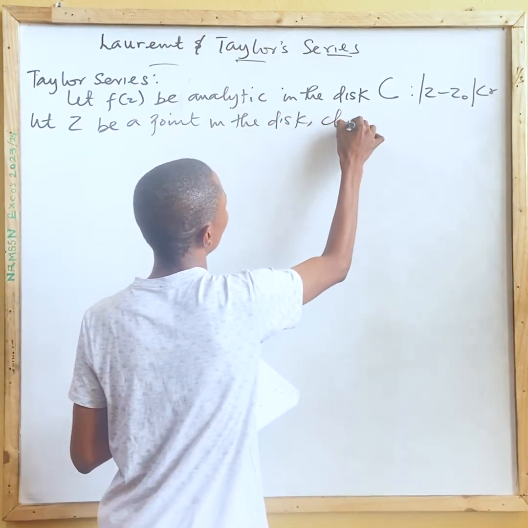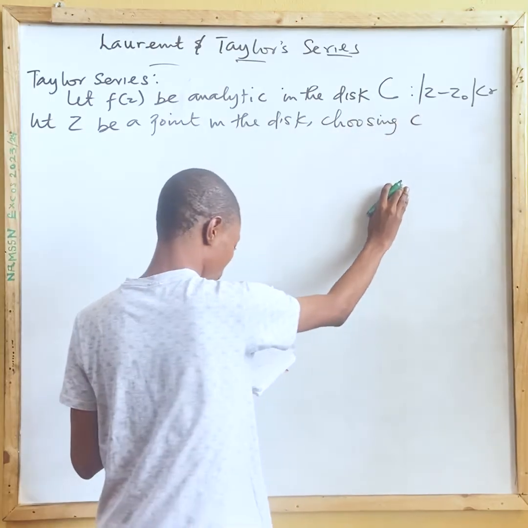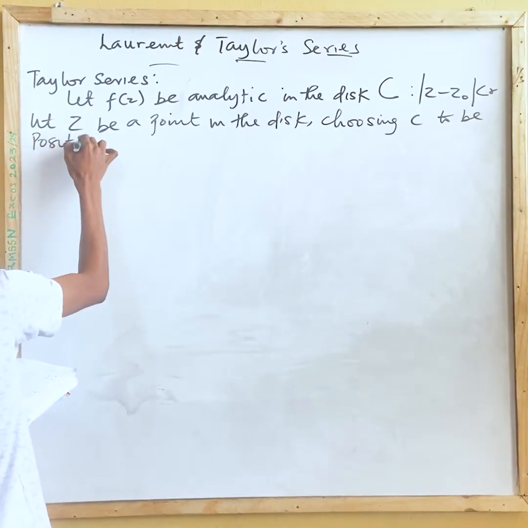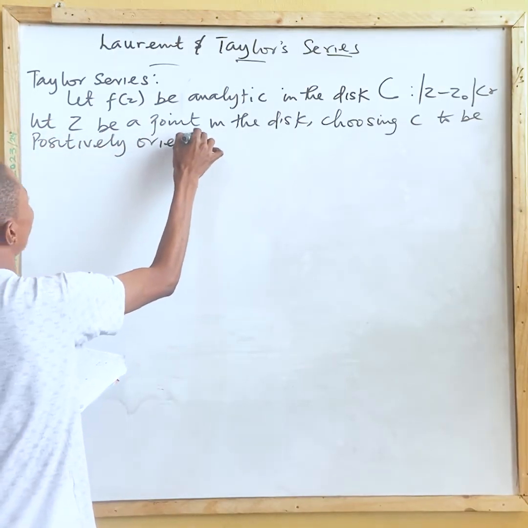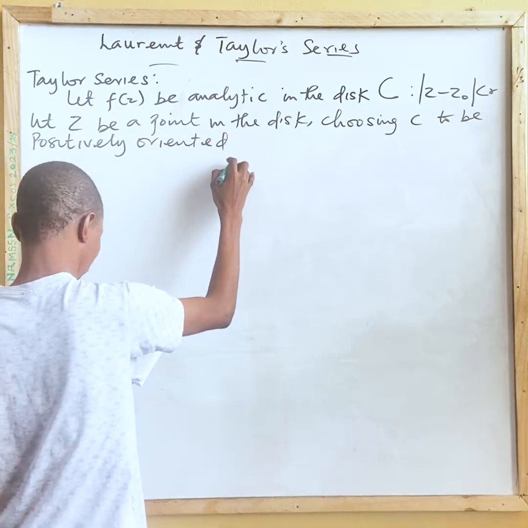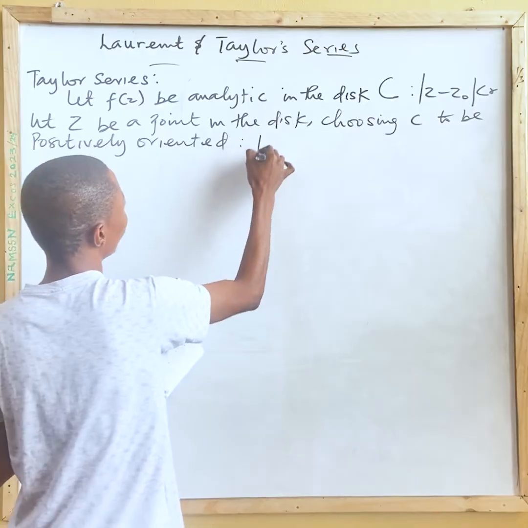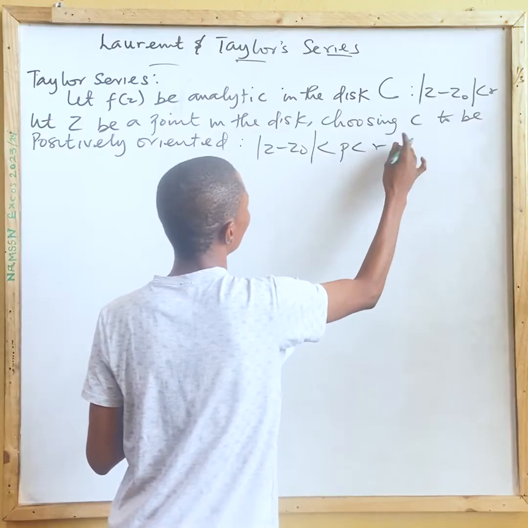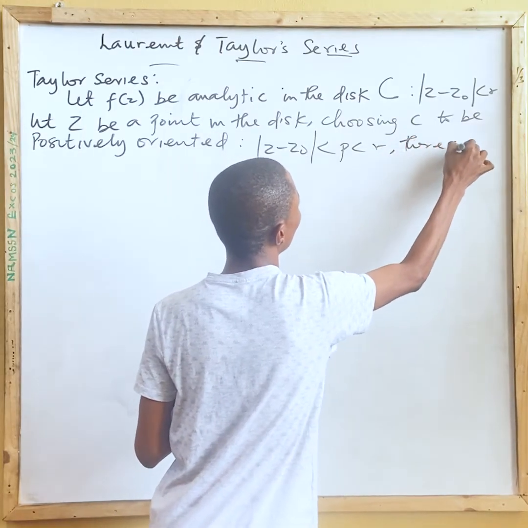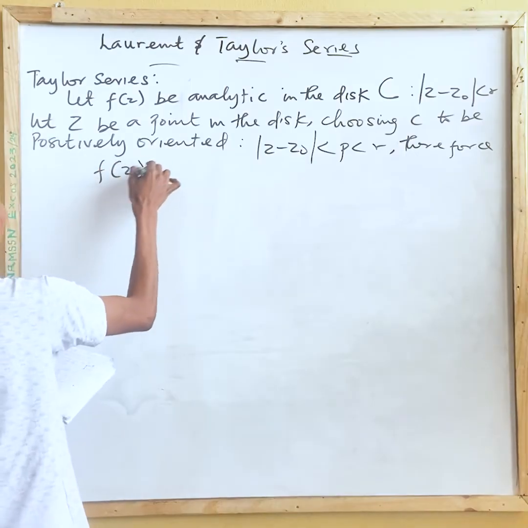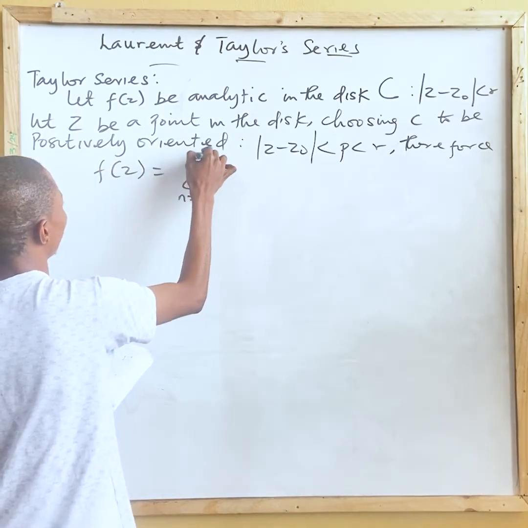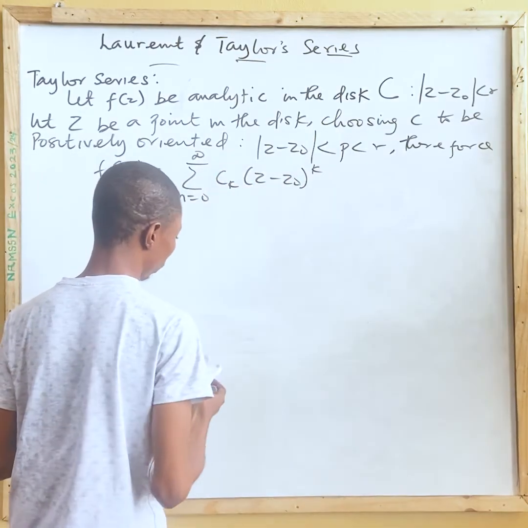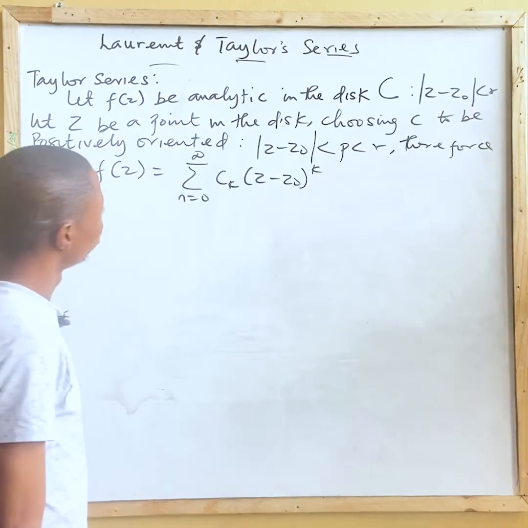Choosing C to be positively oriented, such that the absolute value of z minus z naught is less than p, which is less than r. Therefore, that function can be expressed as the summation from n equals 0 to infinity of c_k times z minus z naught all raised to the power of k. So this is the theorem.